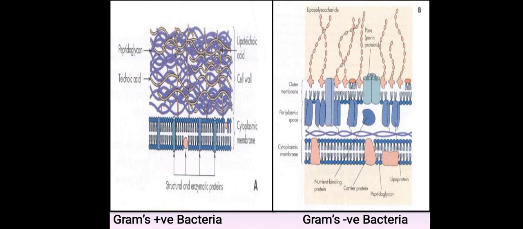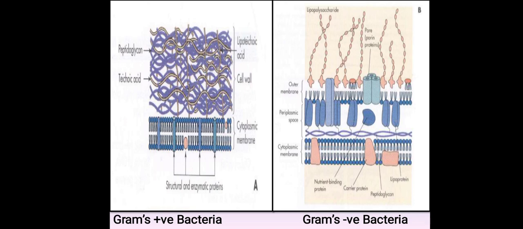No doubt within the Gram positive bacteria there is also the presence of a lipid component, but these lipids are present in very small amounts as compared to the Gram negative bacteria. So the lipoteichoic acid, the teichoic acid, and the peptidoglycan layer are the major components of the Gram positive bacterial cell wall.